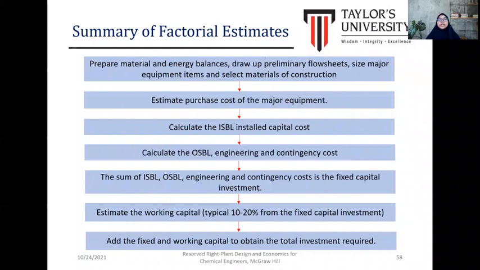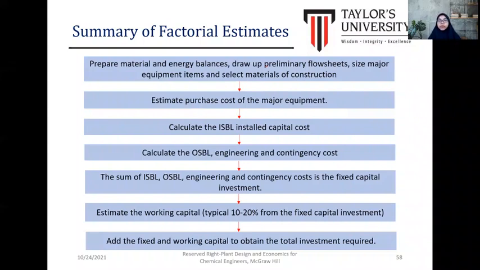Okay, this is the summary in estimating the total capital investment by using the factorial estimation to estimate the purchase cost of equipment. Okay, first we need to prepare the material and energy balance, and by finalizing the PFD, and then define the size, measure equipment item, and select the material of construction. Example, if we estimate the purchase cost of the heat exchanger, the selection is based on the surface area.